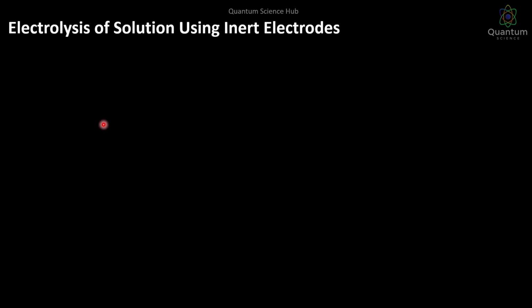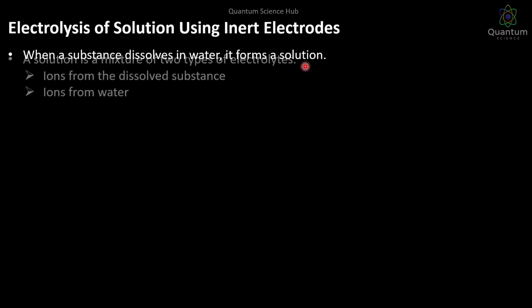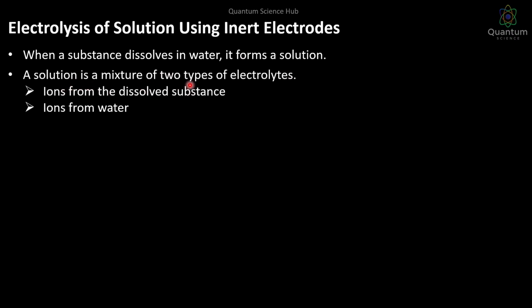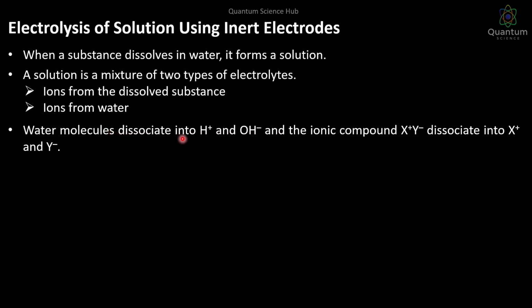Now let's talk about electrolysis of solution by using inert electrodes. When a substance dissolves in water, it forms a solution. A solution is a mixture of 2 types of electrolytes. The first type is the ions from the dissolved substance, and the second type is the ions from the water. Water molecules dissociate into H+ and OH-. So that means if it contains water, it always contains H+ and OH-. And the ionic compound X+Y- dissociates into X+ and Y-.